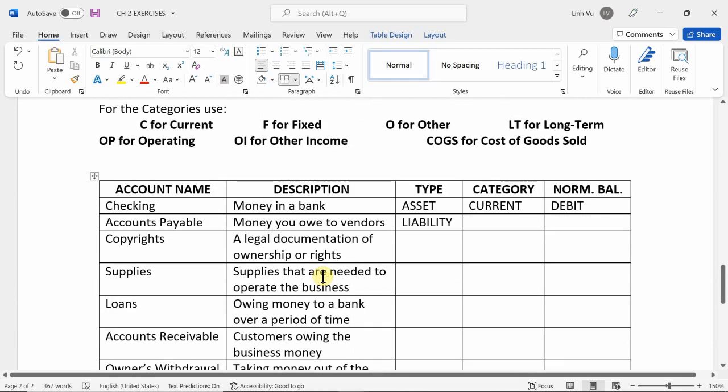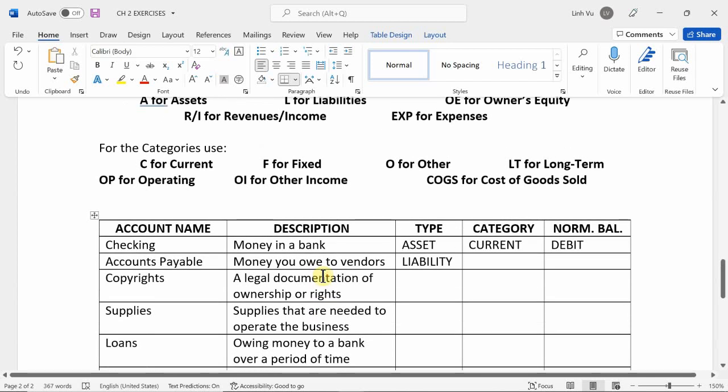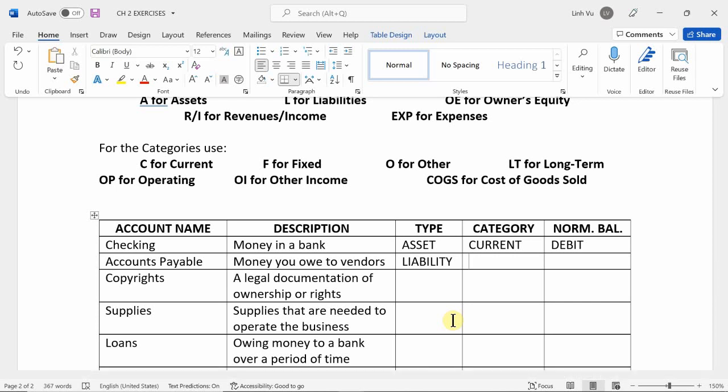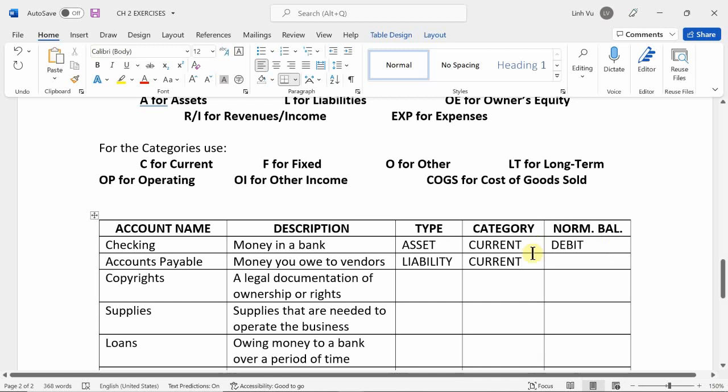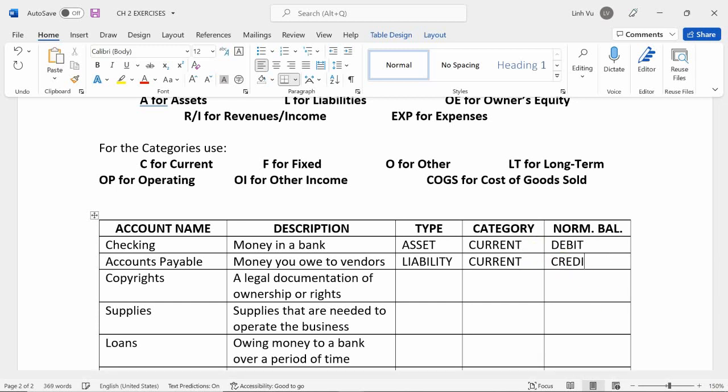Money you owe to vendors. Wouldn't that be current? It would 100% be current because you're owing to your vendors. Vendors are not going to let you owe them for a whole year to supply you whatever they need to supply you. So in this case, correct. That is a current liability. All right. So then, does this have a debit or a credit balance? Credit. It would have a credit balance, right? Because we increase our liabilities using a credit.